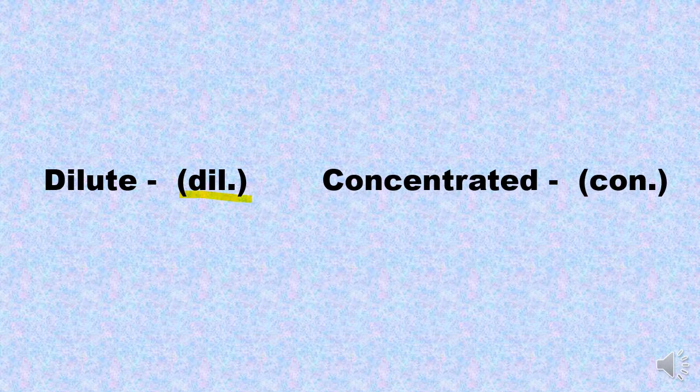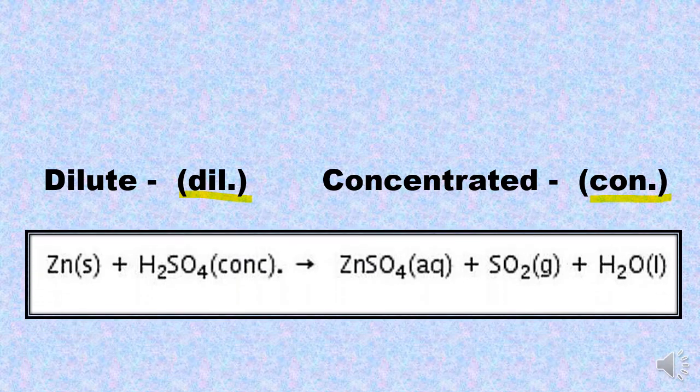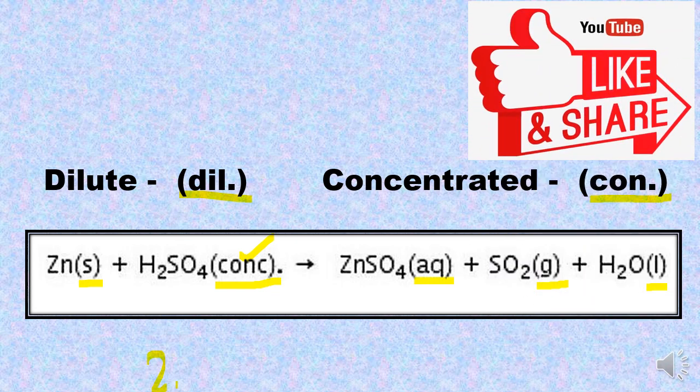For example, dilute is represented by DIL within brackets and concentrated is represented by CON within brackets. If you are given this reaction, what will it signify? Yes, it will signify that zinc in the solid state reacts with sulfuric acid solution, which is an aqueous solution, isn't it? In the concentrated state to produce zinc sulfate in the aqueous state along with the formation of sulfur dioxide gas and water in the liquid state.